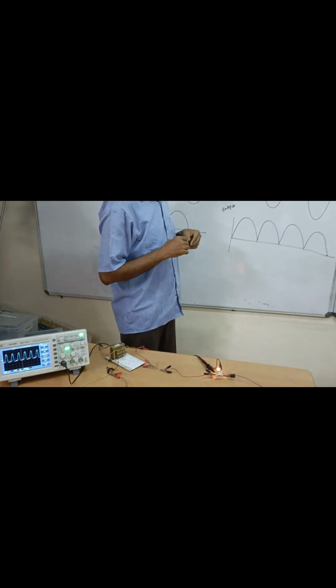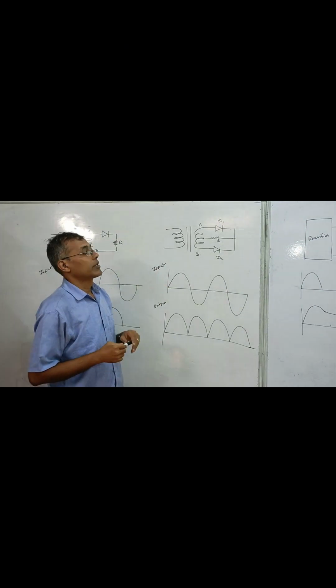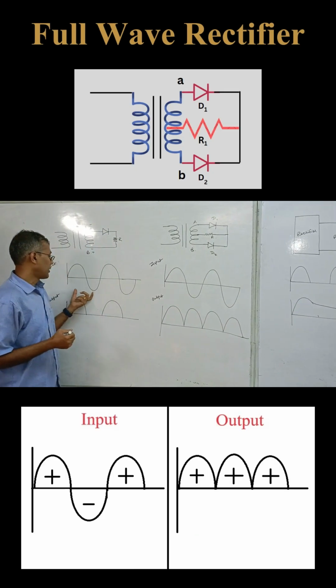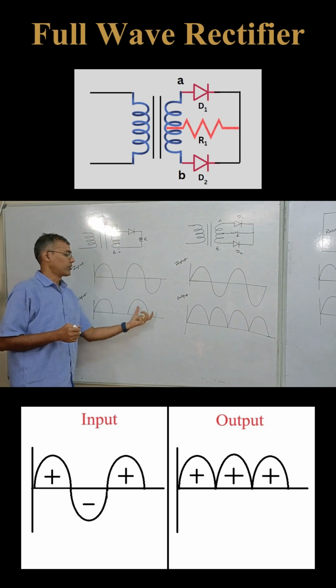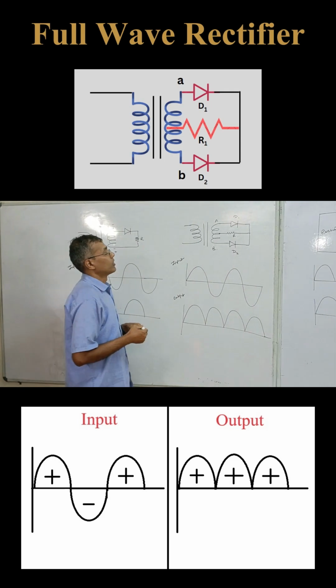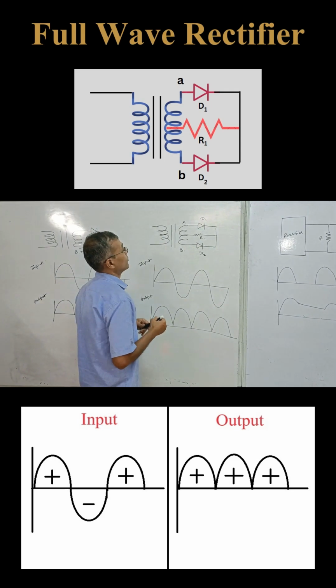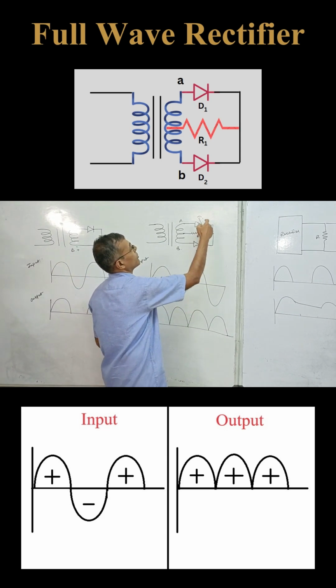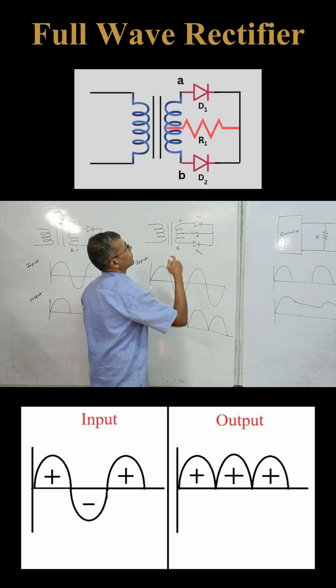But suppose I come over here. In full wave rectification, of course, we are not satisfied with this. We don't want to lose this half of the energy. So that means we want to get this also. How is this achieved? This is called the full wave waveform. It is achieved by using two different diodes.